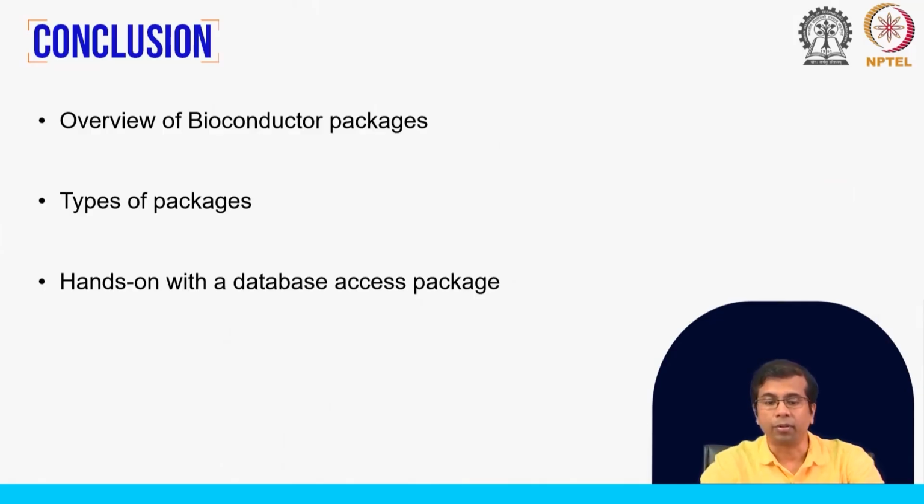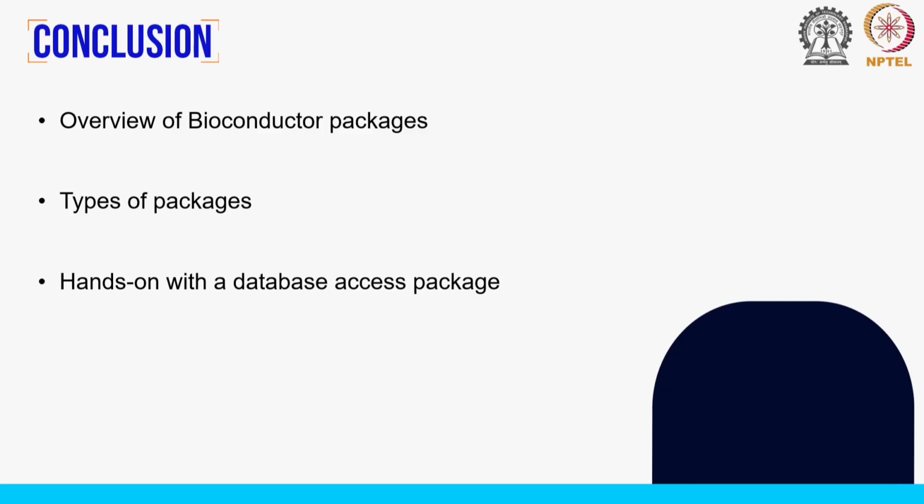To conclude, we have had an overview of the Bioconductor packages. We have talked about some of the packages and the different types of packages that are available. Of course, this is a really big number, and it's impossible to discuss all of them here, but we tried to pick one or two packages in this class. We'll pick one more package in the next class and illustrate its utility again. We also had some hands-on with a database access package, biomaRt, and we have also seen how we can use the GO.db package. Thank you.